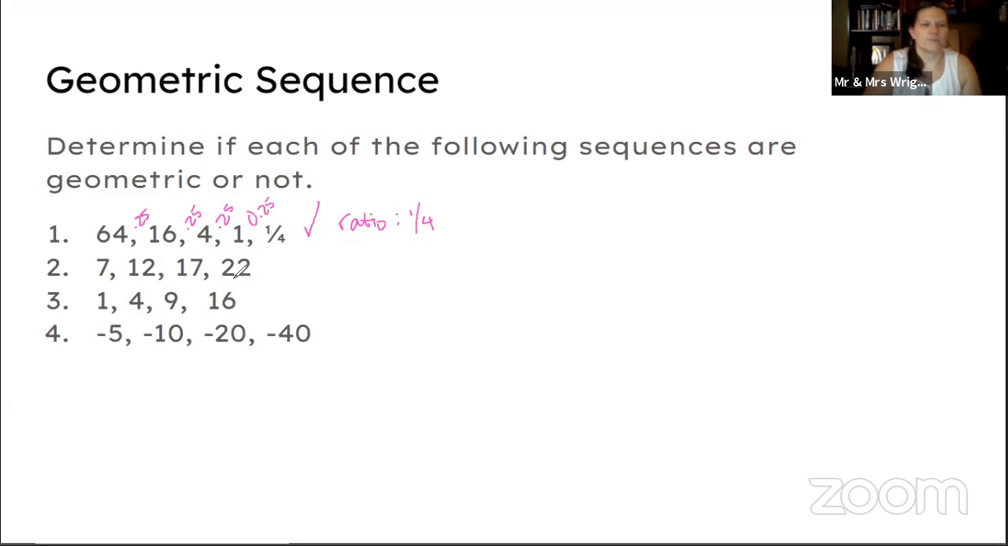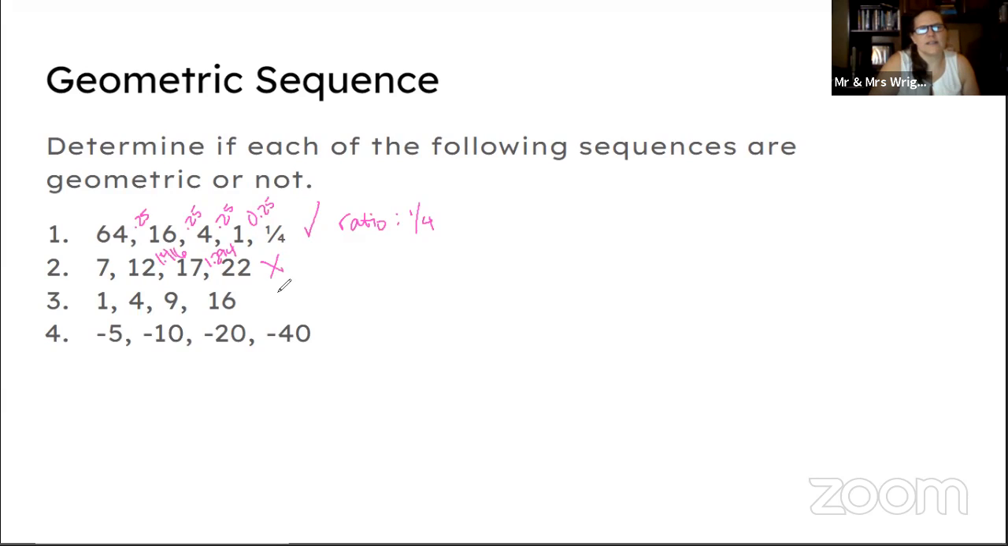So let's look at this one. 22 divided by 17 is 1.294. All right, I don't think that's going to be a geometric sequence, but let's give it a shot. 17 divided by 12 is 1.41416.